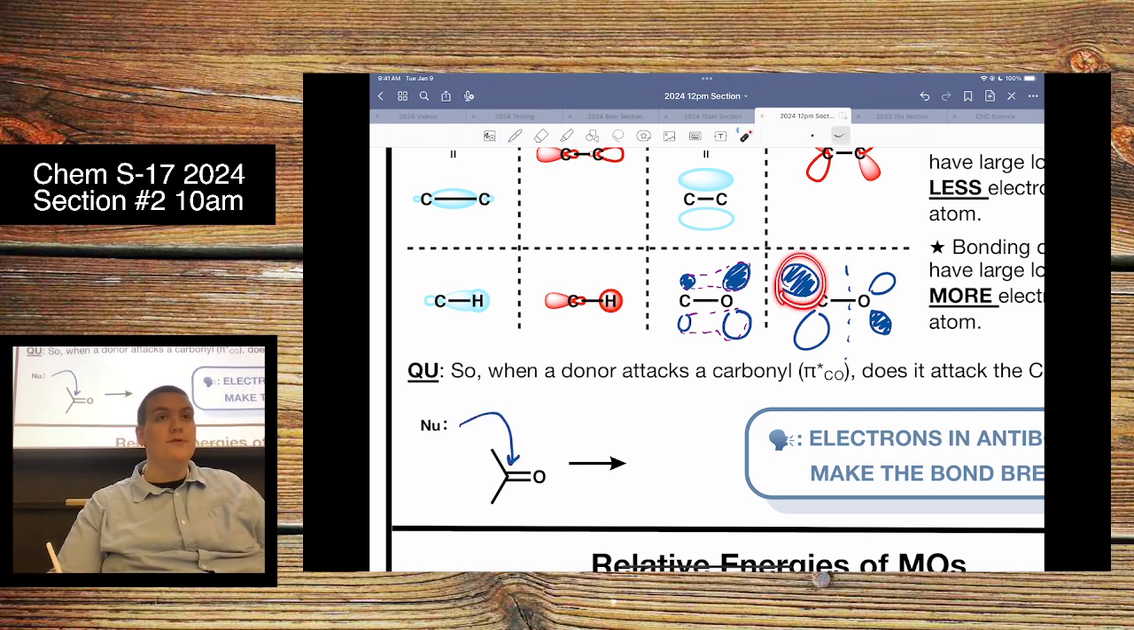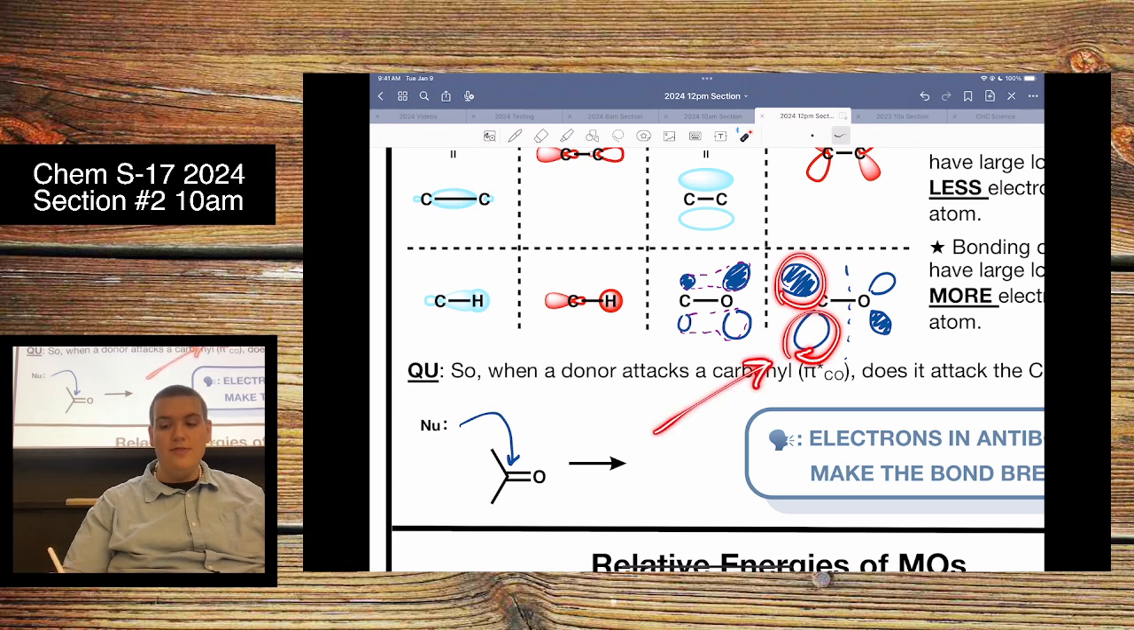So, these orbitals, remember, are empty. And so, if we're trying to put electrons into the orbital, this is simply a bigger target. And so, it's easier to put electrons into this side of the antibonding orbital because it's larger.